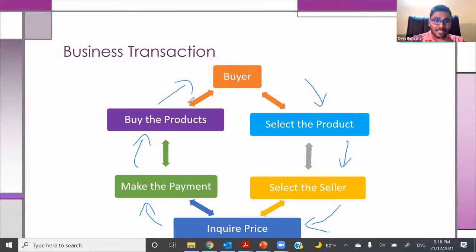So this is basically the business transaction in any transaction that you are experiencing. It doesn't need to be foreign trade. In any transaction, this is the way forward.